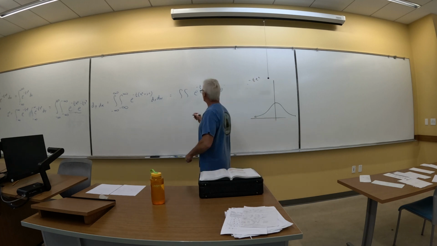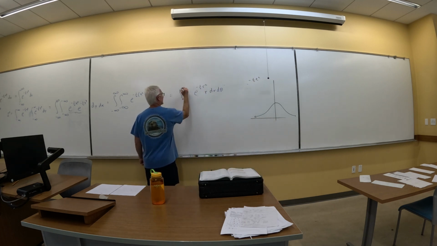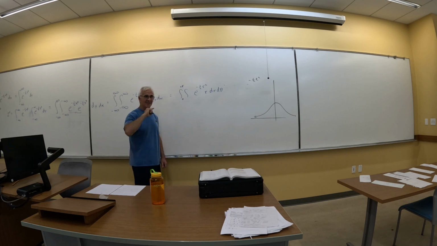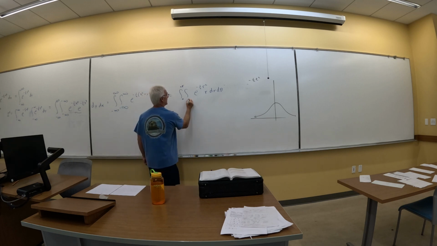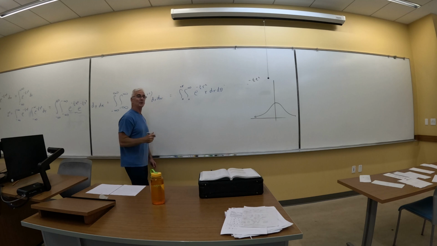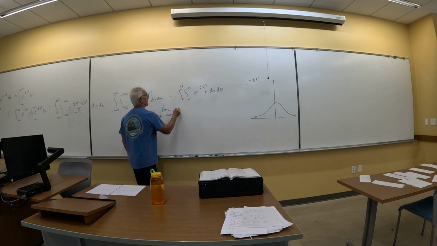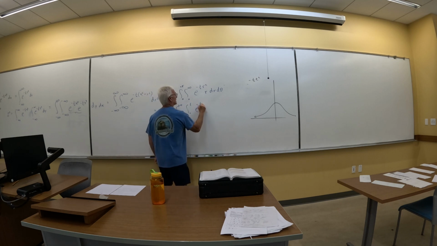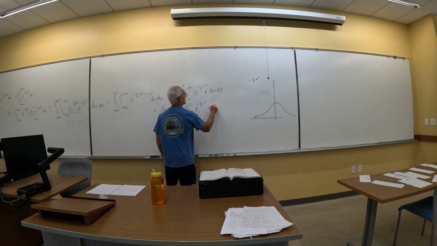Oh, so that means, what would the radius range from? 0 to infinity. Ah, now I'll do my limit. So I want the limit, we'll call it t goes to infinity, of the integral from 0 to 2 pi, 0 to t, of e to the negative 1/2 r squared, r dr d theta.